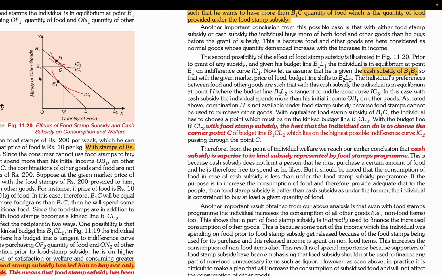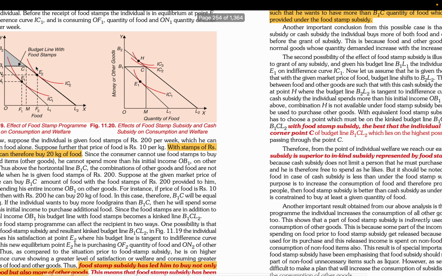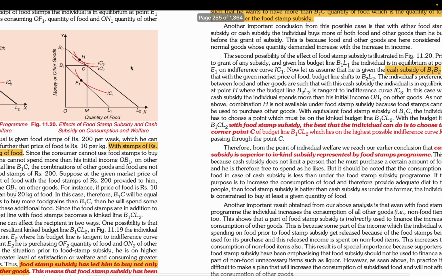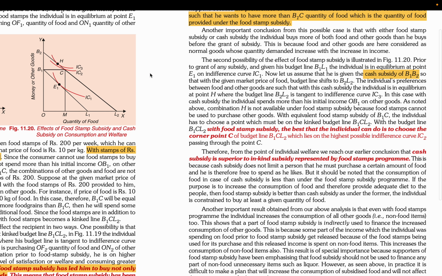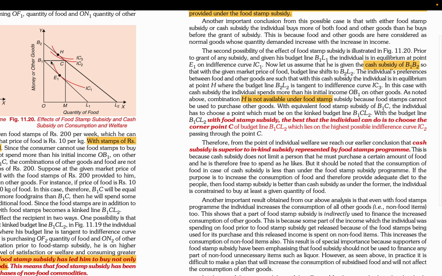As noted above, combination H is not available under food stamp subsidy because food stamps cannot be used to purchase other goods. Right, so we said that this is actually a blacked out space in case of food subsidies, so you can't have an IC here. But because it's a cash subsidy, you can have an IC here, and H will be attainable. H is not attainable in food stamp subsidy because food stamps cannot be used to purchase other goods, and this essentially means that you're buying more other goods as well. So this is the level of goods that you would be buying if you were on this IC or point H in equilibrium.